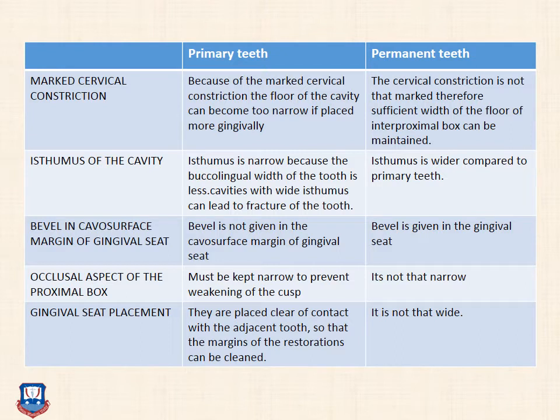Moving on to the occlusal aspect of the proximal box. In primary teeth, it must be kept narrow to prevent the weakening of the pulp, while in permanent teeth, it's not that narrow. The gingival seat is placed near the contact with the adjacent teeth, so that the margins of the restoration can be clean, while in permanent teeth it is not that wide. So the gingival seat is wider for the primary teeth and not that wide for the permanent teeth.